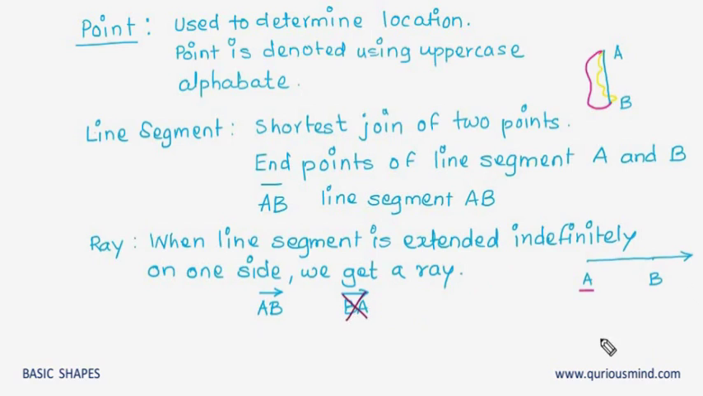Now we have ray AB. So what we had initially, we had points A and B. We joined the points, we got line segment AB, and then we extended this line segment on one side. We got a ray. Now we will extend this ray on the other side as well. So now the line segment has been extended on both sides. And when that happens, we call it a line.